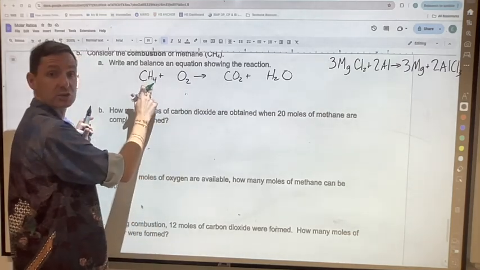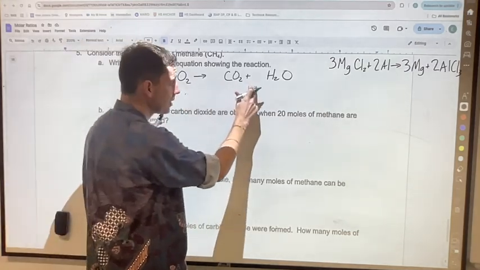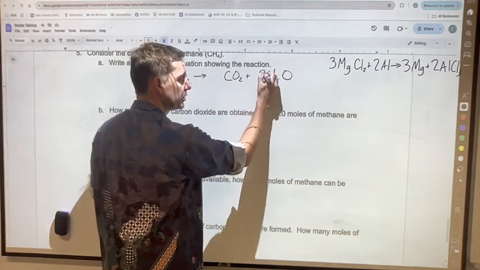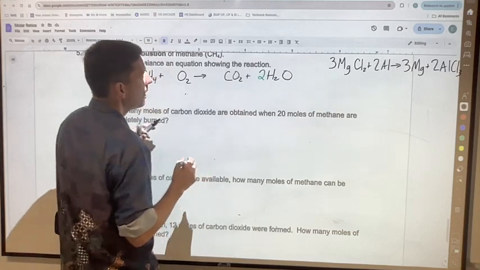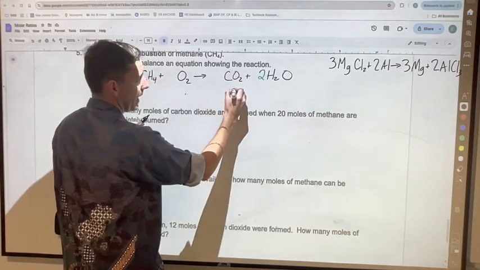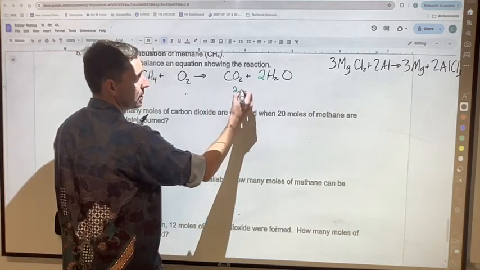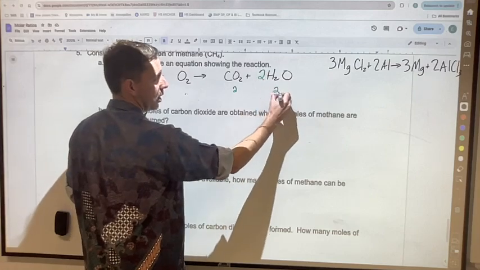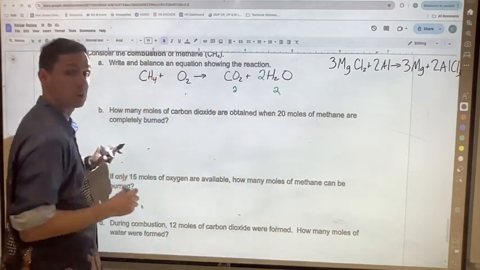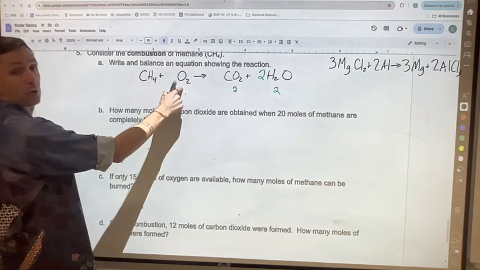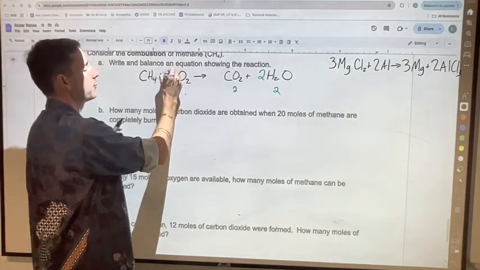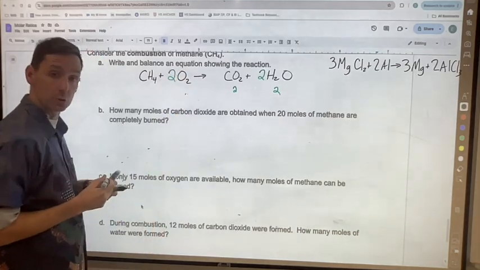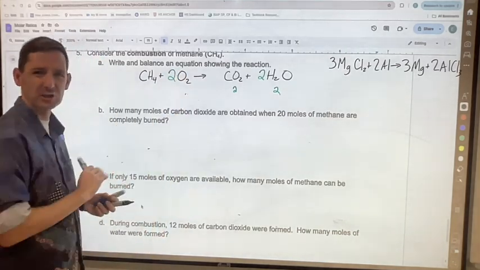I got 4 hydrogens over here, so I need 4 over here. So I've got 2, so we're going to put a 2 in front. So 2 times 2 is 4, so now I got 4 hydrogens. All right, and then here I have 2 oxygens, and here I have 2 oxygens. Right, so I have a total of 4 oxygens, which means I need 4 over here. These are O2s, so therefore I'm going to need 2 O2s so that I have 4 oxygens on each side.